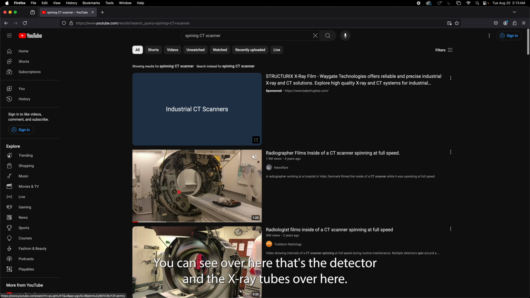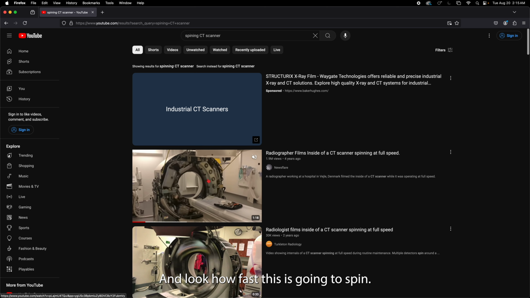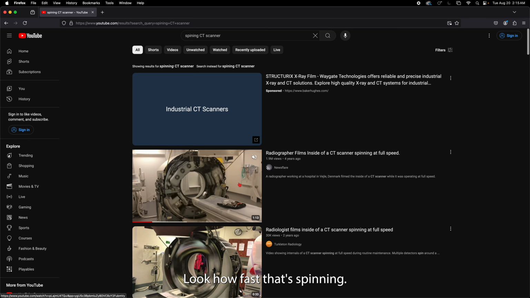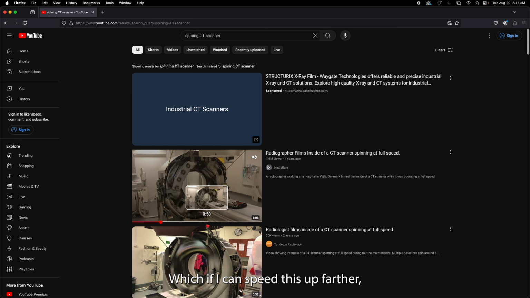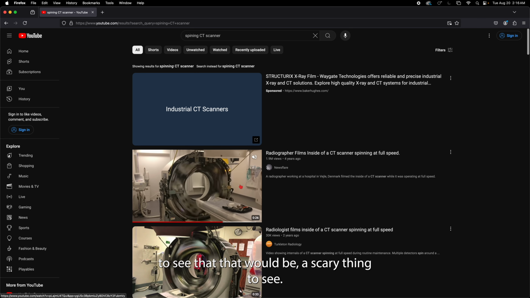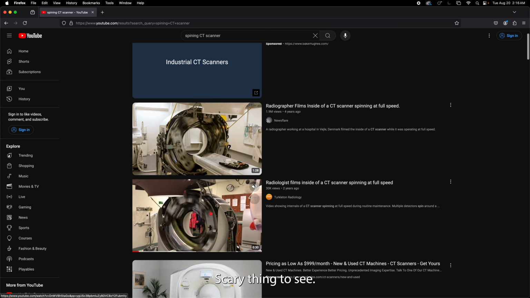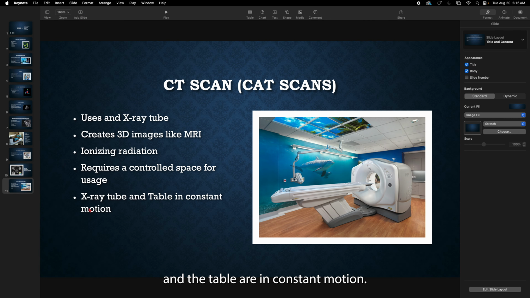You can see over here, that's the detector, and the X-ray tube's over here, and everything's spinning. That's the X-ray tube. And look how fast this is gonna spin. That's not even as fast as it can go. Let me see if I can speed this up farther. See how fast that thing is going. So imagine if you were able to see that. That would be a scary thing to see. All right, so the X-ray tube and the table are in constant motion.